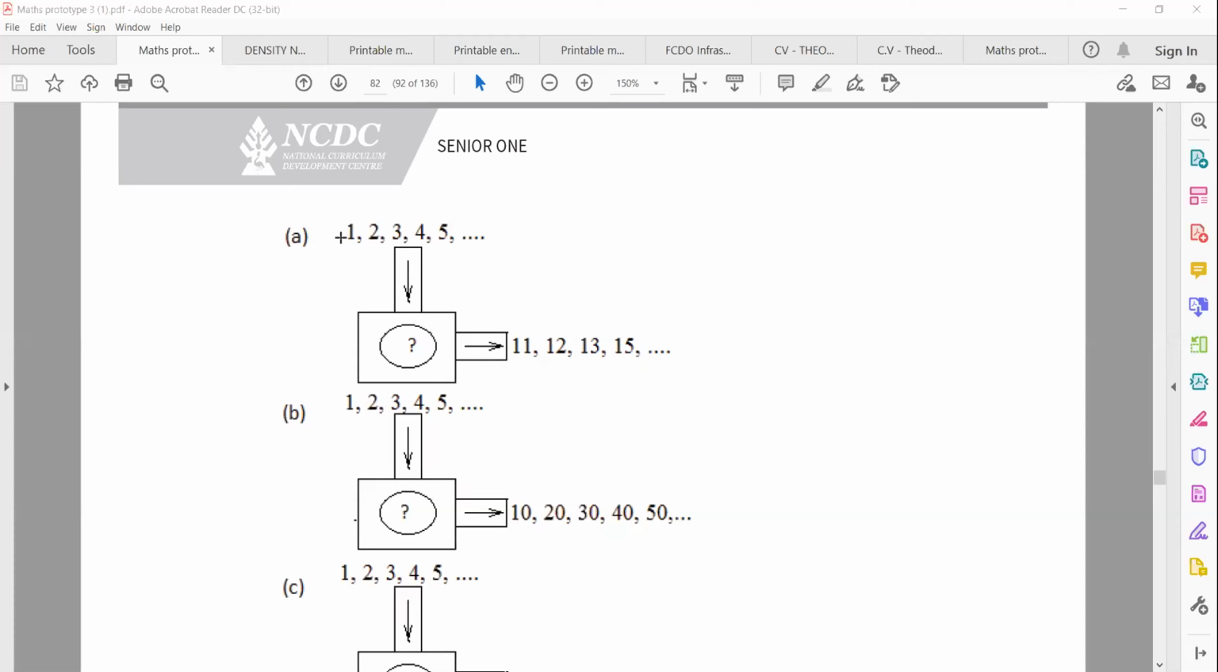So if I took, for example, 1 and I put it in a machine, and then out of the machine I'm getting 11, what happened to 1? You realize that for you to get 11, you have to get 1 plus 10. So the operation on 1 is plus 10. That means plus 10 is going to be the rule we use for all these other numbers in order for us to get the output. Does that make sense?